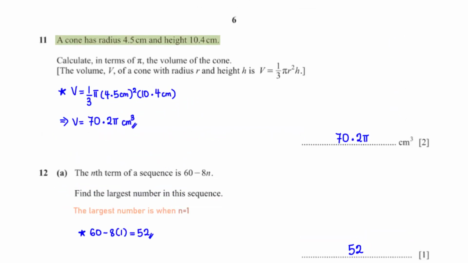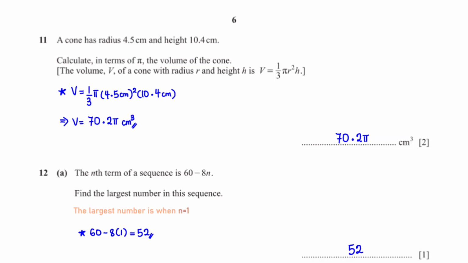A cone has radius 4.5 centimeters and height 10.4 centimeters. Calculate in terms of pi the volume of the cone. We've been given the formula for the volume of a cone. The radius r for the given cone is 4.5 centimeters and the height h is 10.4 centimeters. 1/3 times 4.5 squared times 10.4 is 70.2. So we have 70.2 pi centimeters cubed.